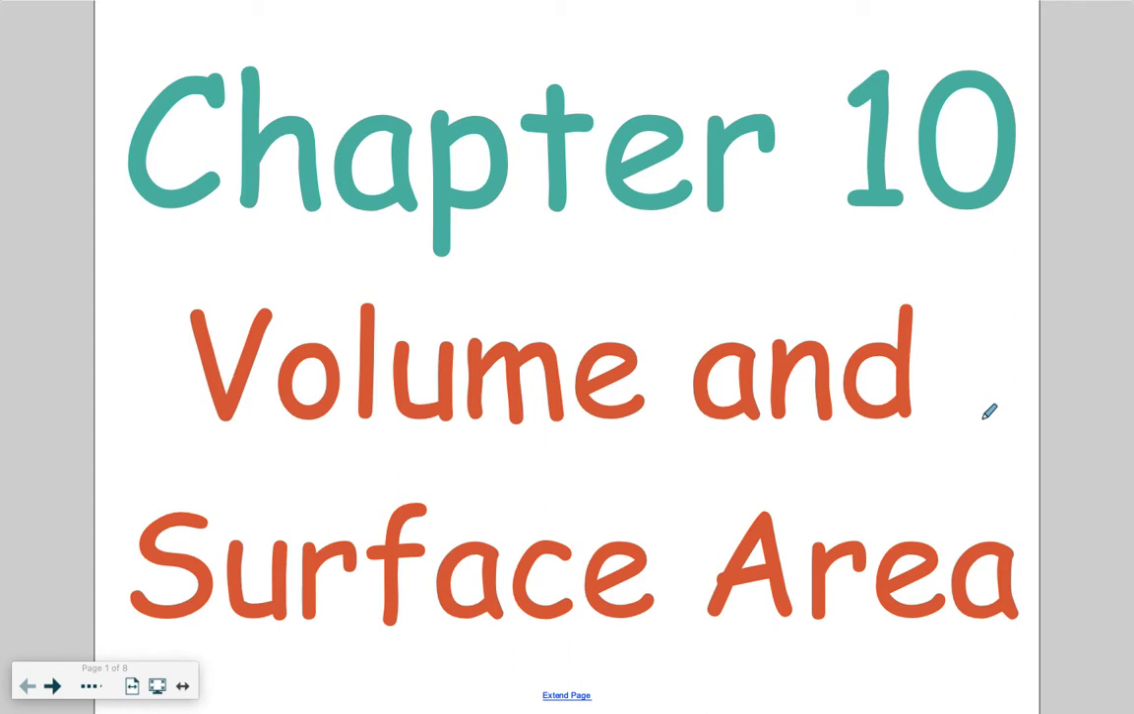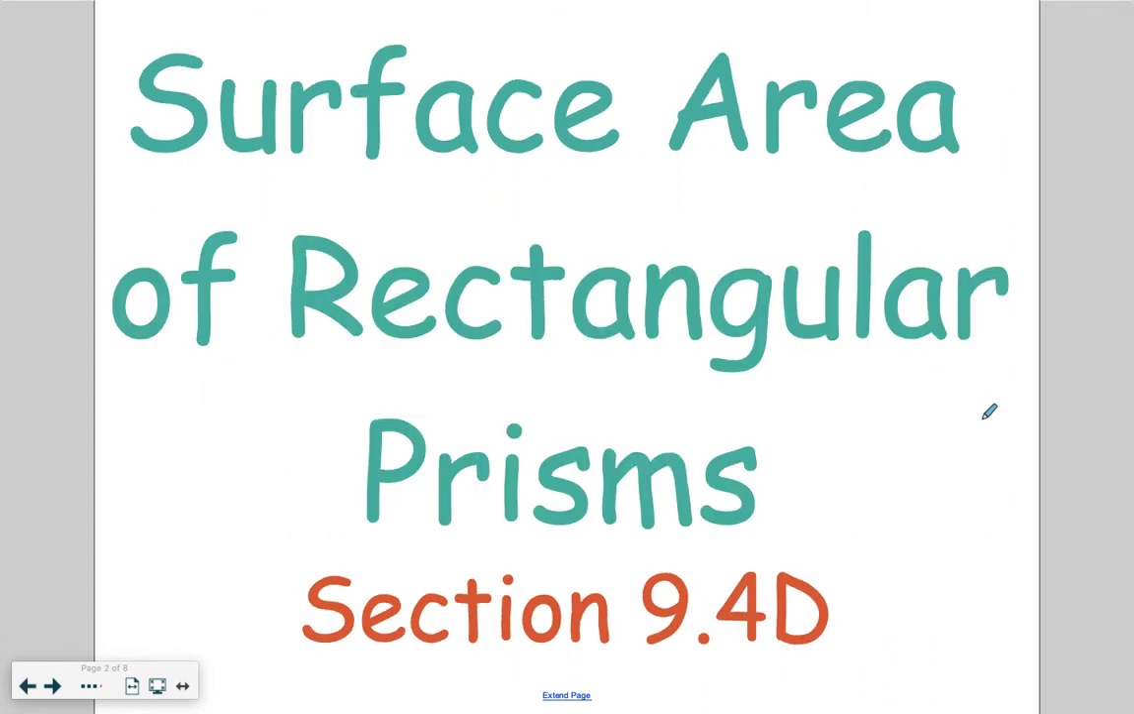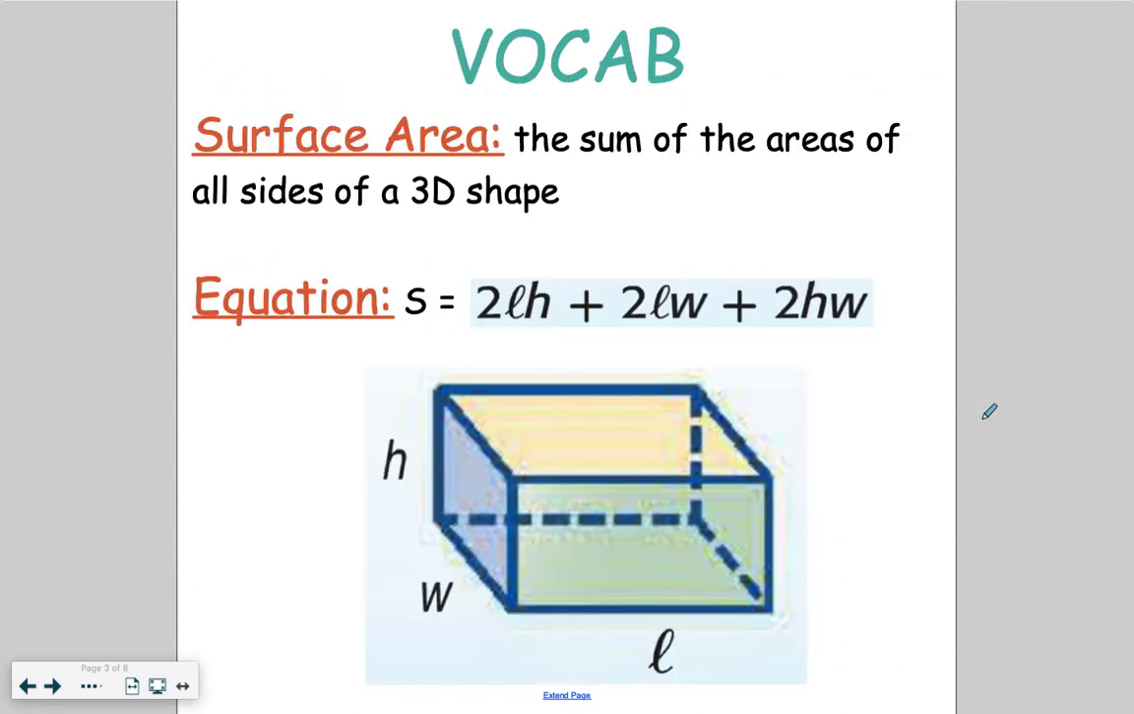So we're going to start with section 9.4d, which is going to be about surface area of rectangular prisms. By the end of the lesson, you'll be able to find the surface area of all rectangular prisms. So surface area is the sum of the areas of a 3D shape. When we were looking before in chapter 9 at areas, those are just two-dimensional flat shapes. Now we're going to talk about surface area, which is working with three-dimensional shapes.